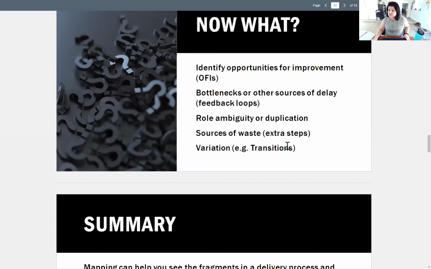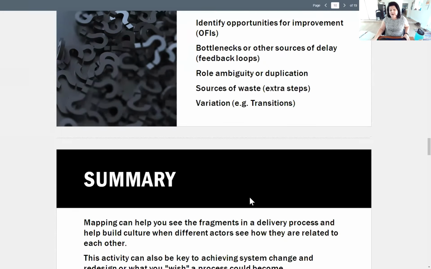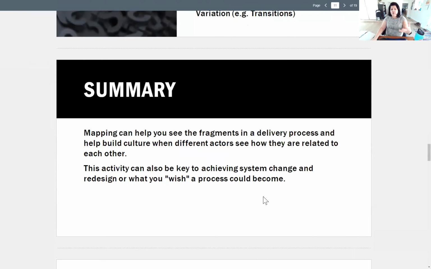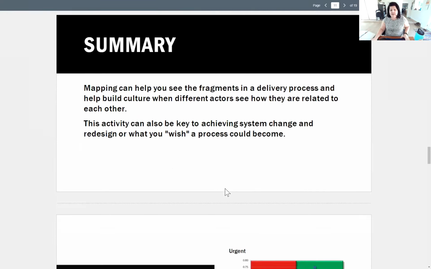Transition points are where changes happen. Shift changes, that's a transition. Referrals, where you're changing from one service to another. Transfers, anything like that is where there can be fragmentation. So this is what we can do. And then your second map can be where you wish you could go, once you've identified things.